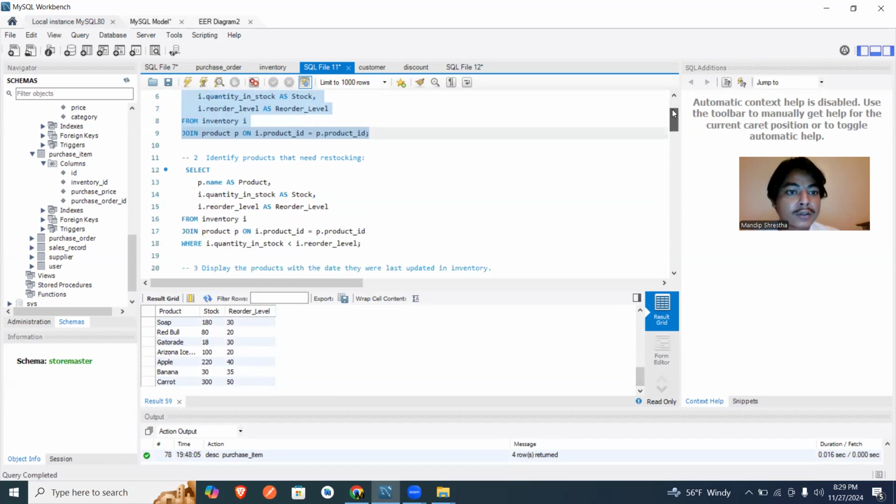Second functionality is to identify products that need restocking.